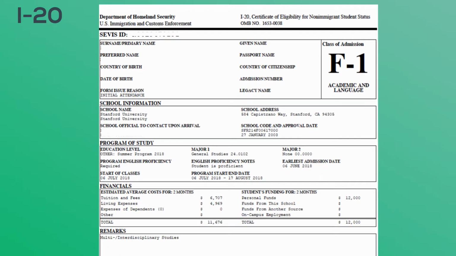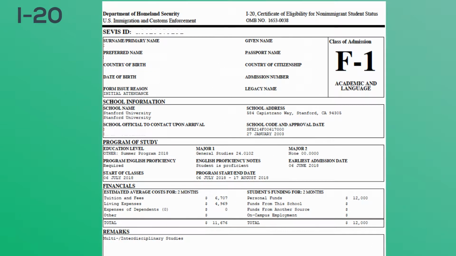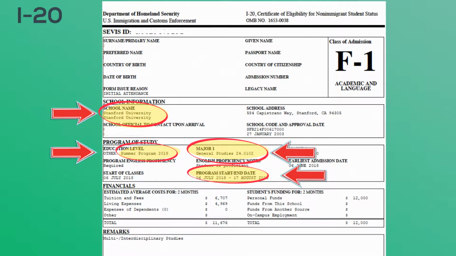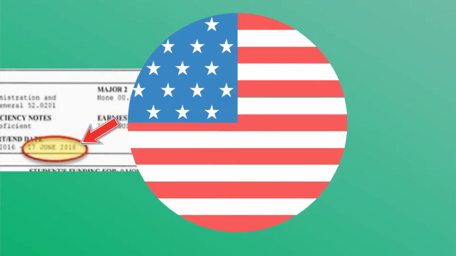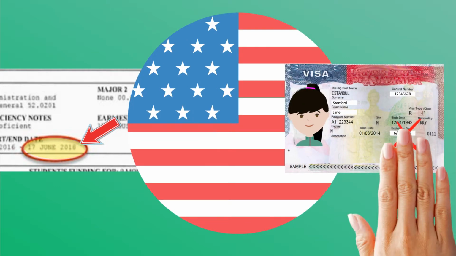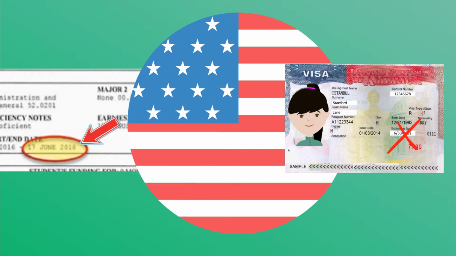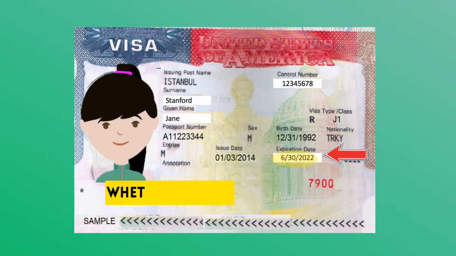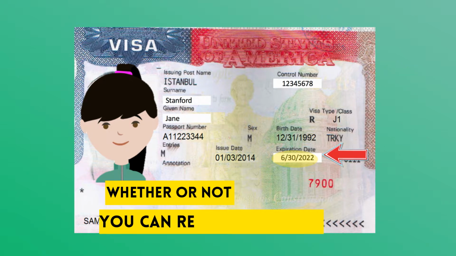The I-20 is essentially the legal immigration document that told the U.S. government that you were accepted to study at Stanford University, under what degree level and major, and for how long. The program end date on the I-20 and maintaining your status is what determines how long you can stay in the United States, and not the expiration date on your F-1 visa stamp. The expiration date on your visa determines whether or not you can re-enter the United States, but more on the visa stamp in a moment.